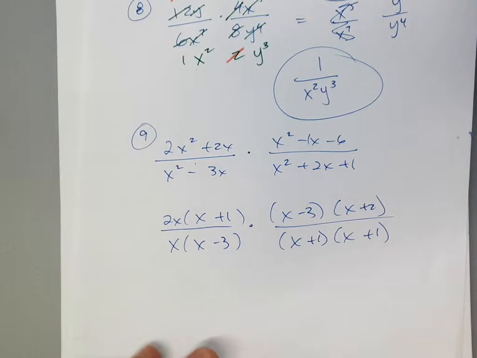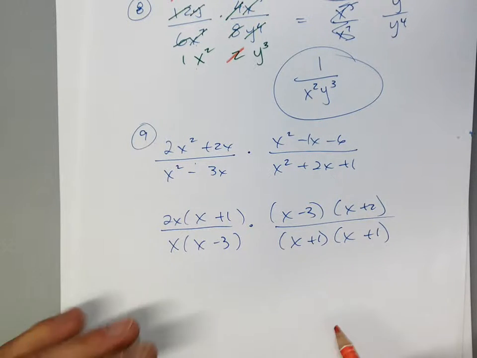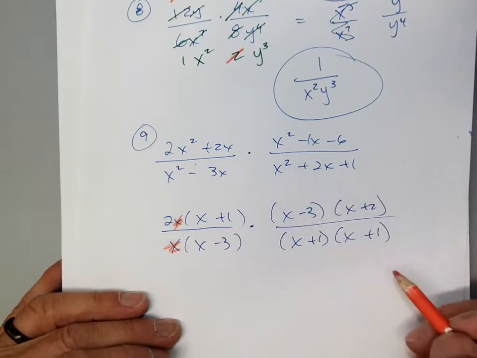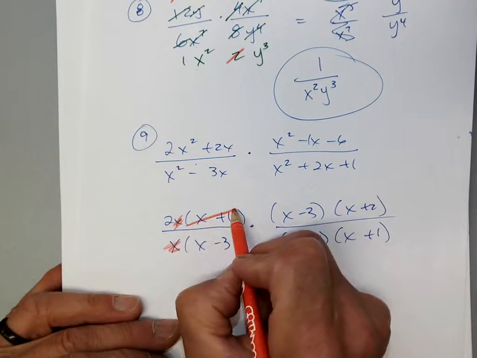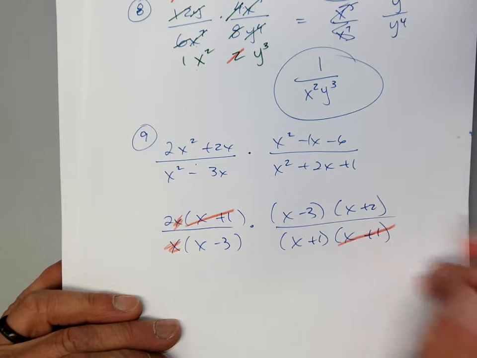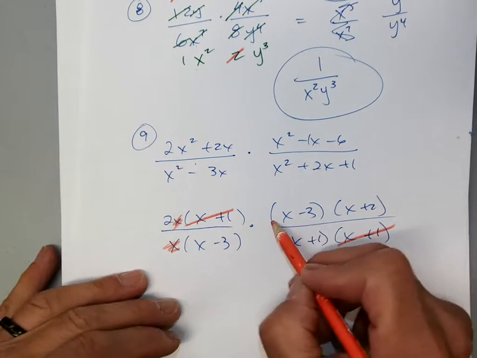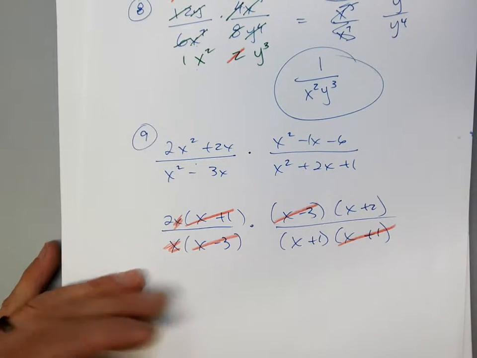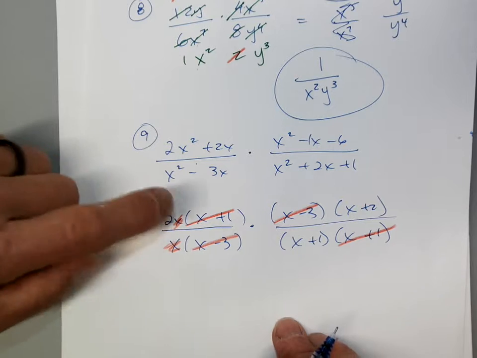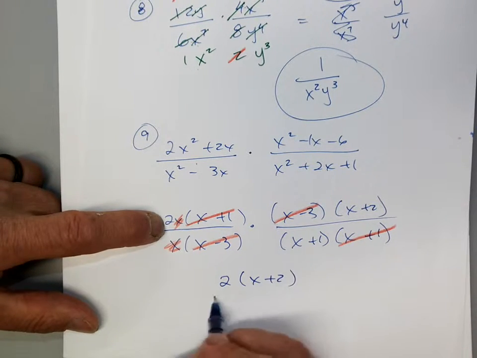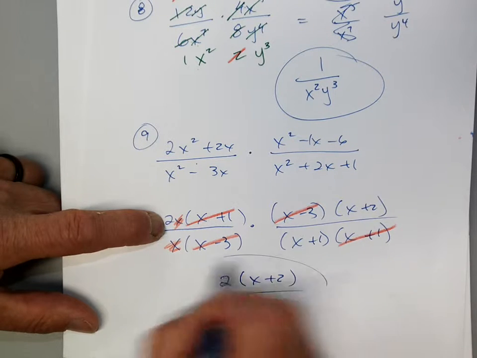Okay? So anything on the top is fair game with anything on the bottom. So let's see. Like you said, Daisy, x over x. And how about an x plus 1 here with an x plus 1 here. Anything on the top, because we're multiplying. X minus 3 with an x minus 3, and then what I'm left with is still a 2. So I have a 2 and an x plus 2 over an x plus 1.